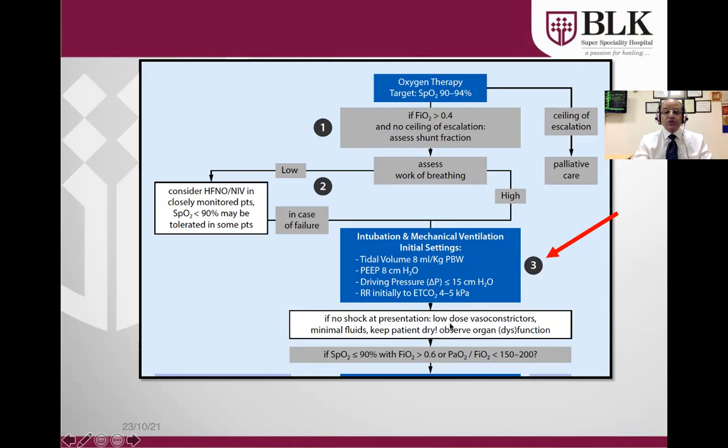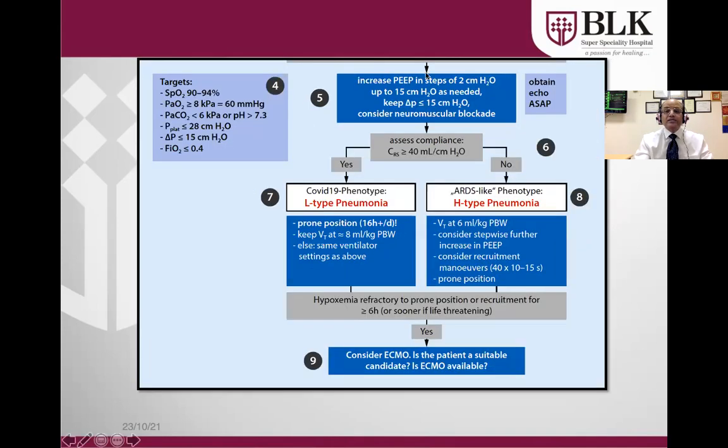And if there is no shock, low dose vasoconstrictors, minimal fluid, keep the patient dry, observe for organ dysfunction. And if even with the high FiO2 your saturation goes down, then you can increase PEEP in steps of 2 centimeters up to 15 centimeters. Delta pressure should always be kept less than or equal to 15. Consider neuromuscular blockade. Look at the compliance. If the compliance is more than 40, then this is the L phenotype. And here you can do prone positioning. Tidal volume can be kept at 8 ml. You should not be going high on PEEP here.